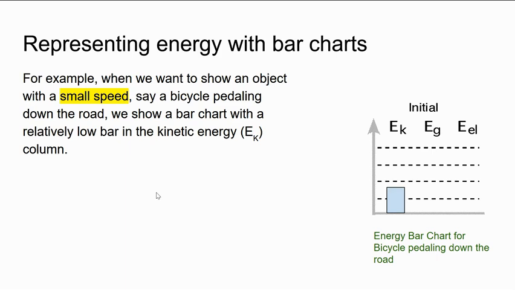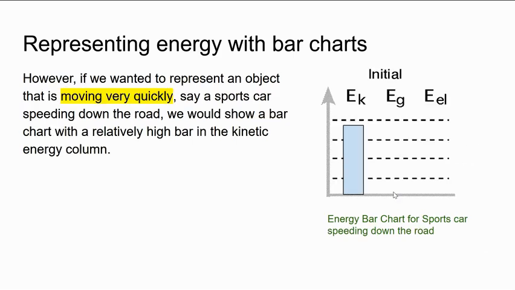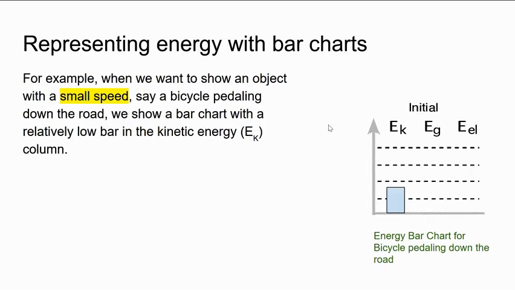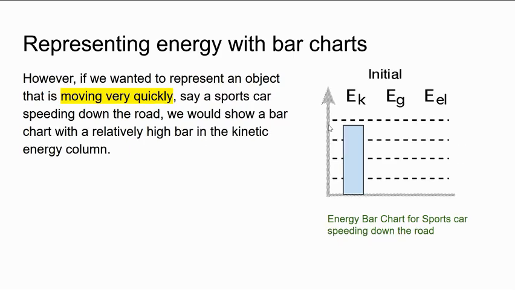In AP, a lot of what we'll do is annotate this with little bars. So for example, when we want to show an object with a small speed, say a bicycle pedaling down the road, we show a bar chart with the kinetic energy, EK. And this little bar would represent roughly how much kinetic energy is in the bike. If we wanted to say it's moving quicker, we would just indicate the bar is bigger. Notice there's not really any numbers associated with this. It's just a model. This model is representing more as compared to the other one before. So less kinetic energy, more kinetic energy.